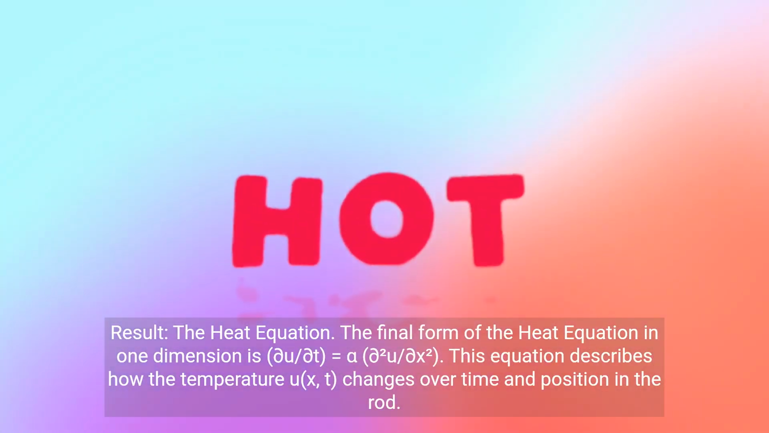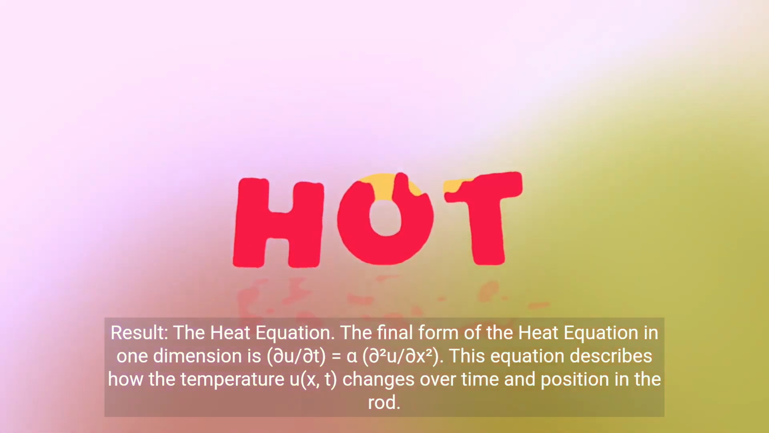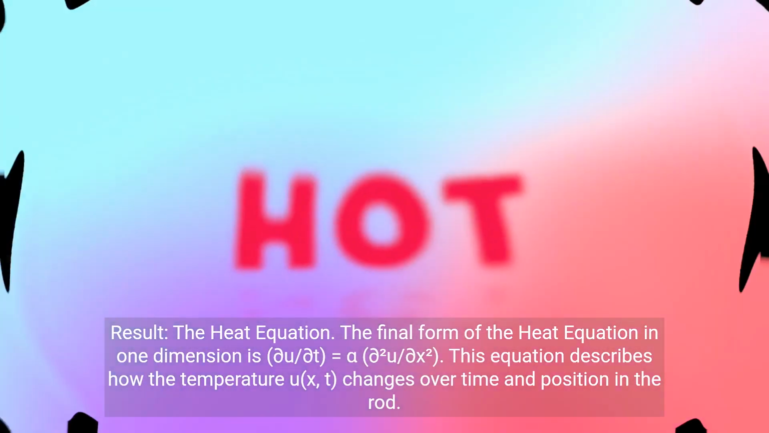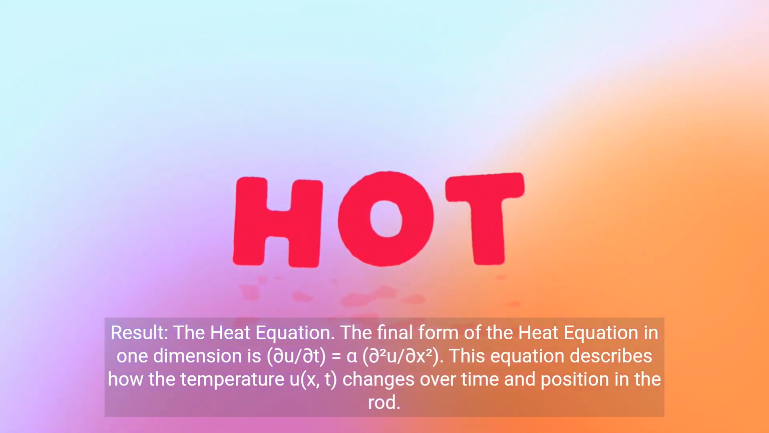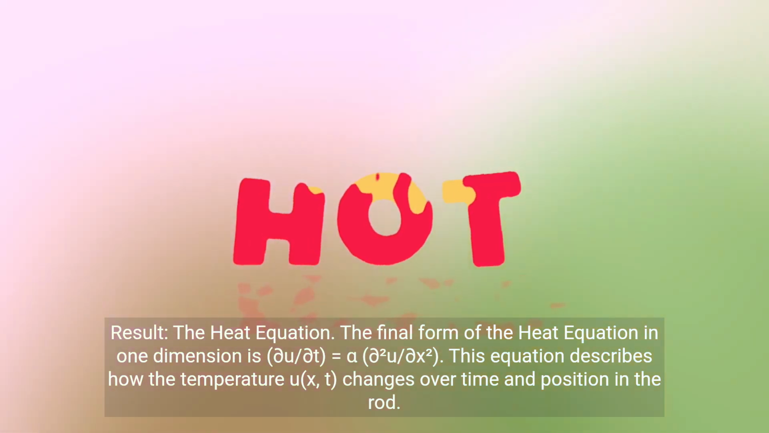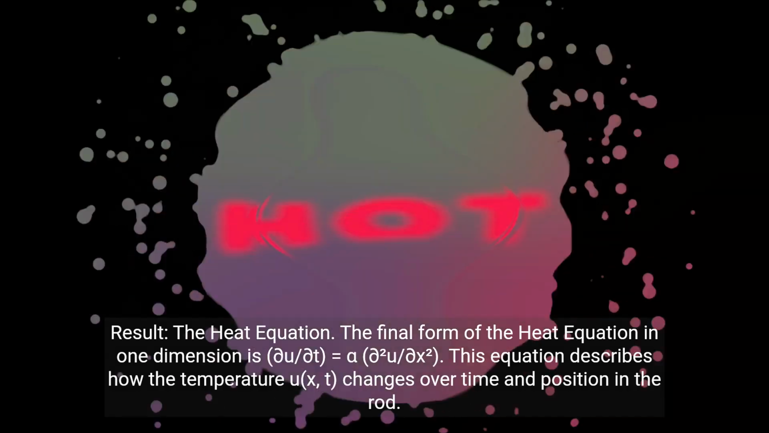Result, the heat equation. The final form of the heat equation in one dimension is ∂U/∂t equals α ∂²U/∂x². This equation describes how the temperature U(x,t) changes over time and position in the rod.